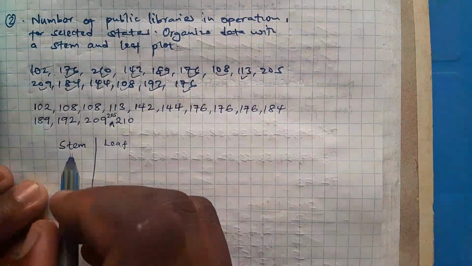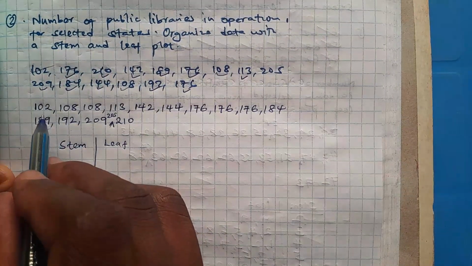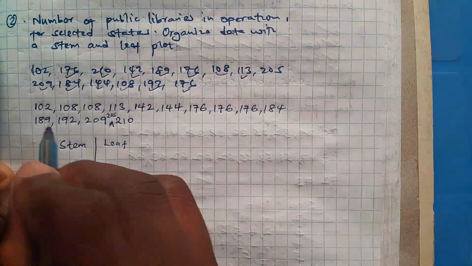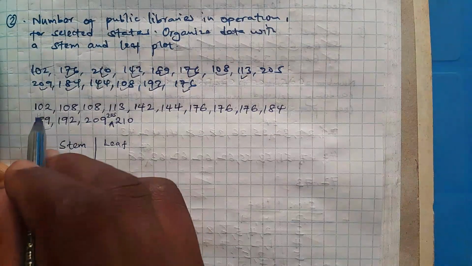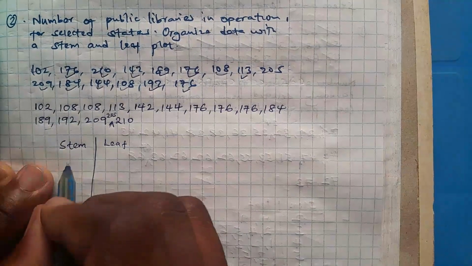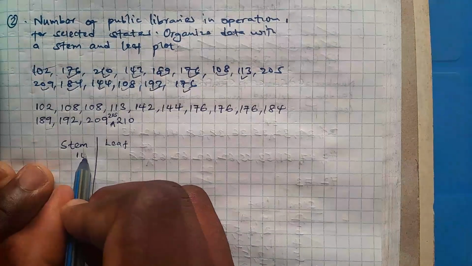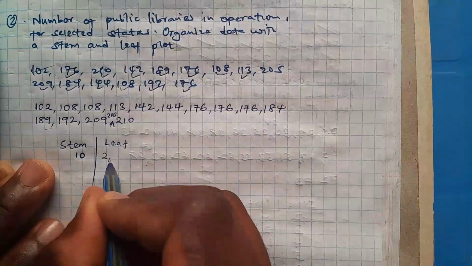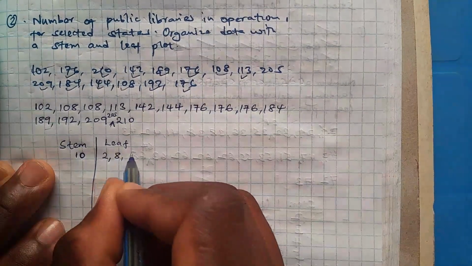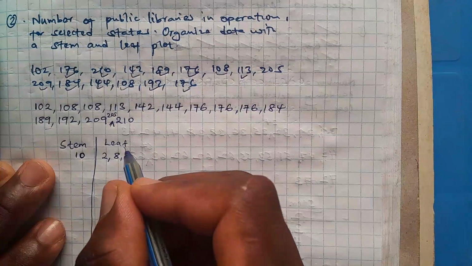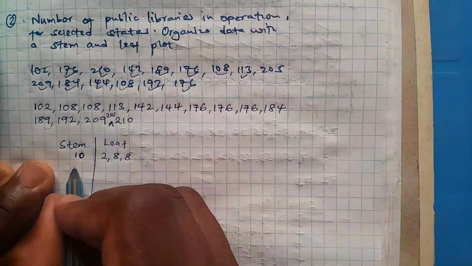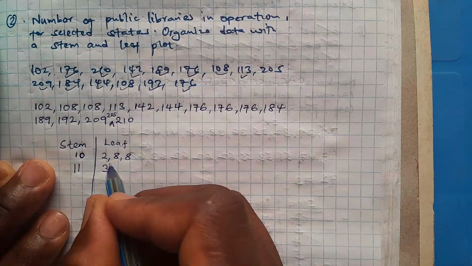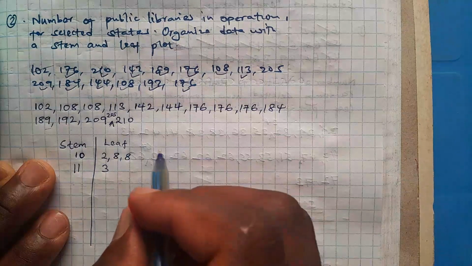We have 102. We said if you have variables in hundreds, the first two digits become the stem. For example, our first variable is 102. Now the first two digits are 1 and 0, that is 10. That becomes our stem. We'll have 2 as the leaf. We have 108, 108. The next number is 113. 11 becomes our stem, and now we have 3. We don't have another 110, and so we proceed.